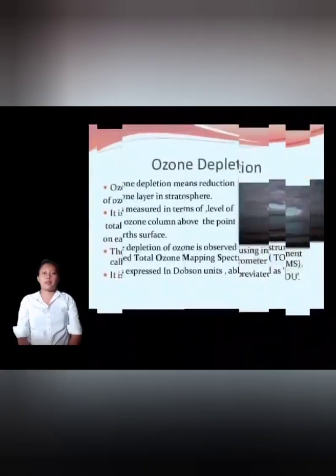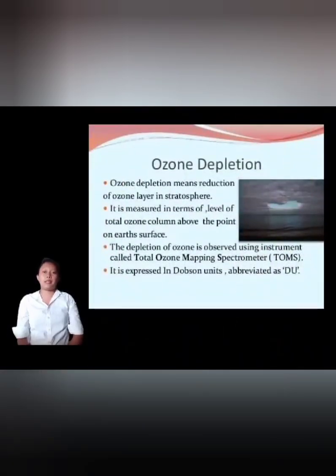What is ozone depletion? Ozone depletion means reduction of the ozone layer in the stratosphere. It is measured in terms of the level of total ozone column above a point on the Earth's surface. The depletion of ozone is observed using an instrument called the Total Ozone Mapping Spectrometer, or TOMS. It is expressed in Dobson units, abbreviated as DU.